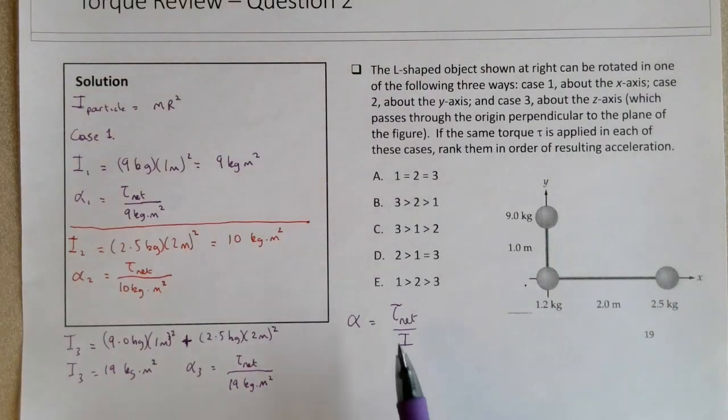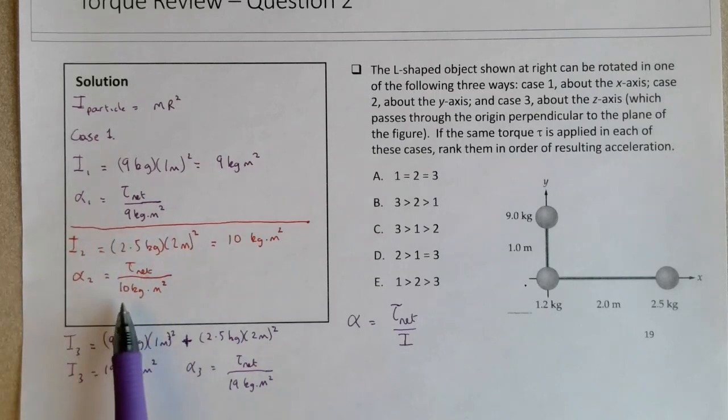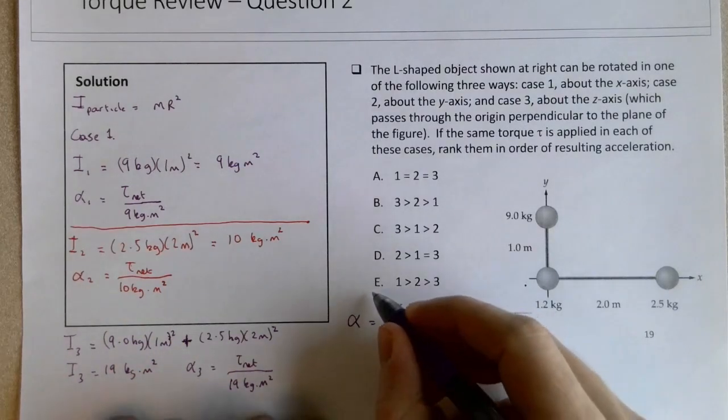So in this example, alpha 1 is the biggest, then followed closely by 2, and then 3 is quite a bit smaller. So yeah, it's just 1, 2, 3. So 1 is greater than 2 is greater than 3. So choice E.